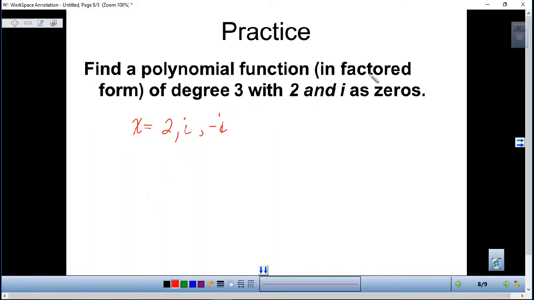So you want the polynomial function in factored form, so just change these over to factors. Move that one over, you get x minus 2. Move that one over, you're going to get x minus i. Move that one over, you're going to get x plus i. Now notice your conjugate pairs there. So there's your polynomial you're looking for. Don't make things harder than they are.